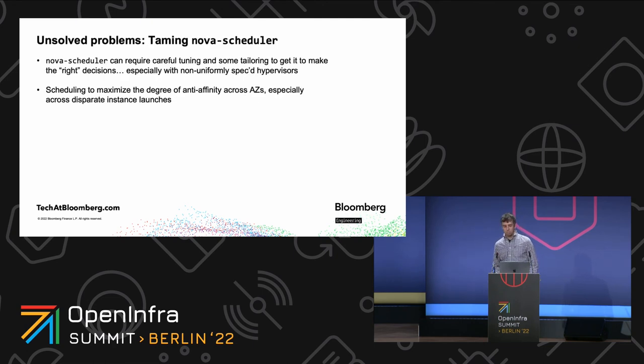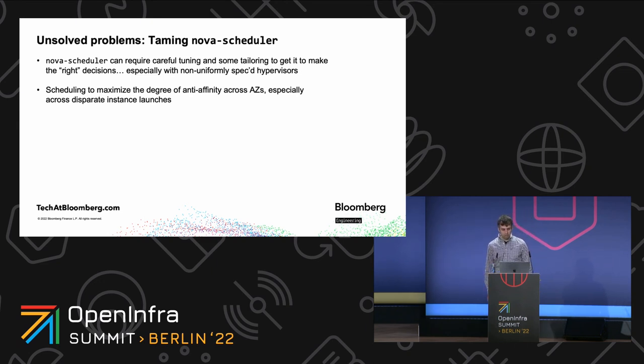And then one of the last problems is taming the Nova scheduler. We have a heterogeneous set of hypervisors, with different amounts of RAM and CPU, and different generations of machines. We find that Nova doesn't always do the best job of balancing things out to our liking. There are certainly tunables you can use to favor memory or CPU usage or things like that. So you do have to play around with those, especially at scale, to make things work.